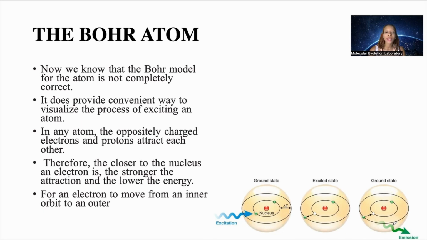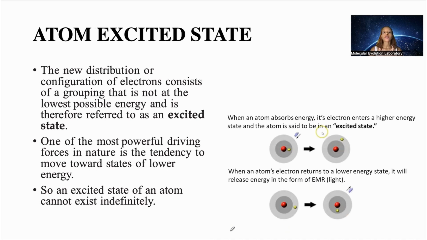In any atom, the oppositely charged electron and proton attract each other. Therefore, the closer to the nucleus an electron is, the stronger the attraction and the lower the energy, and it takes energy for an electron to move from an inner to an outer level. So the ground state is when the electron is closest to the nucleus. The excited state is when it moves up from the lowest energy level. A new distribution or configuration of electrons that is not at the lowest possible energy is therefore referred to as an excited state. One of the most powerful driving forces in nature is the tendency to move towards states of lower energy.